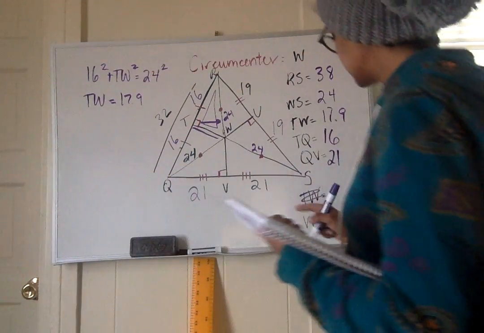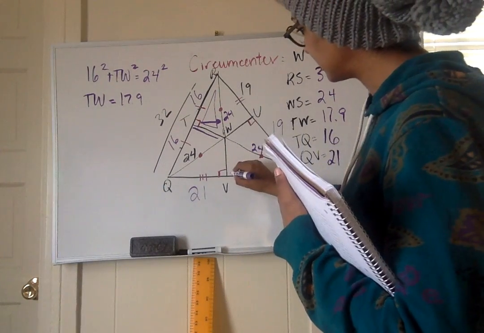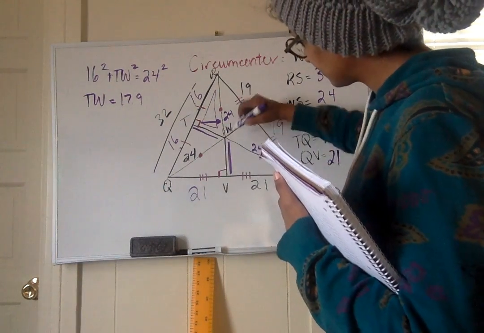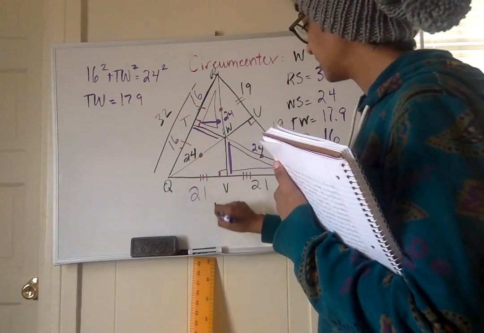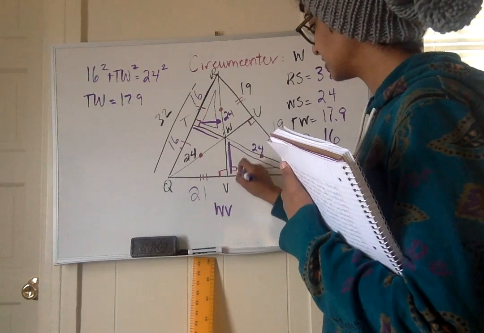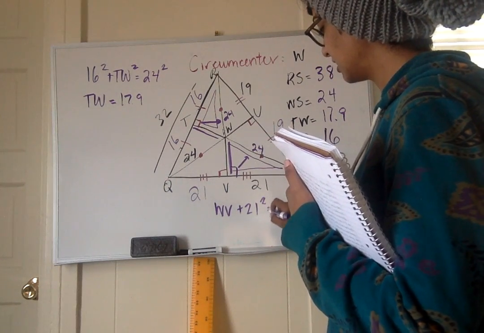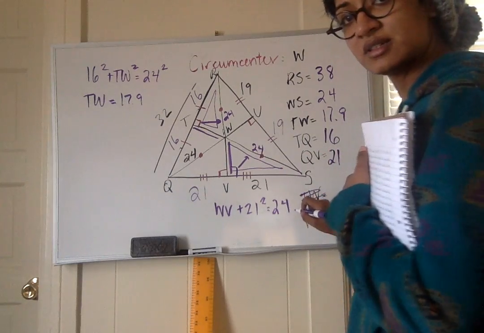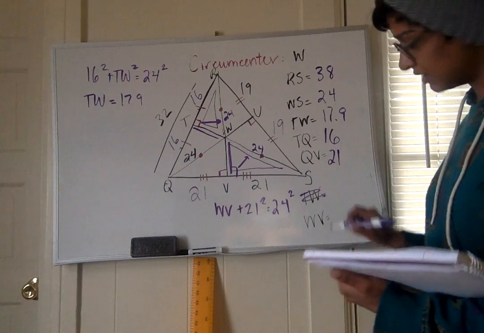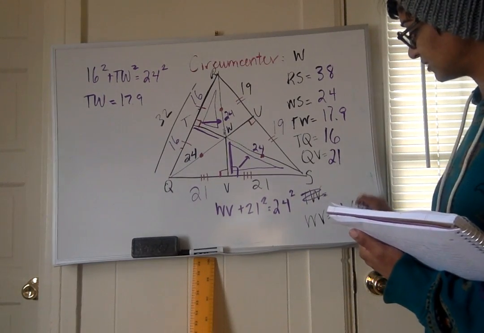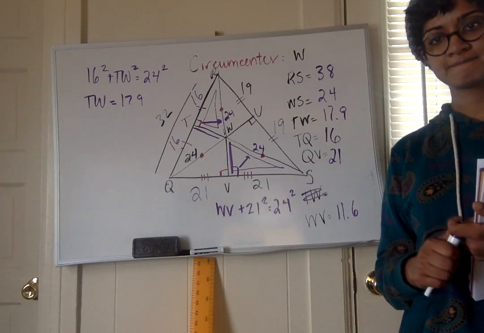Okay. Now we're looking for VW. VW is right here. Okay. And another right triangle with two sides. So let's see. VW is a leg. We have 21 as the leg, and the hypotenuse is 24. If I do all my work, I get VW is 11.6. Okay.